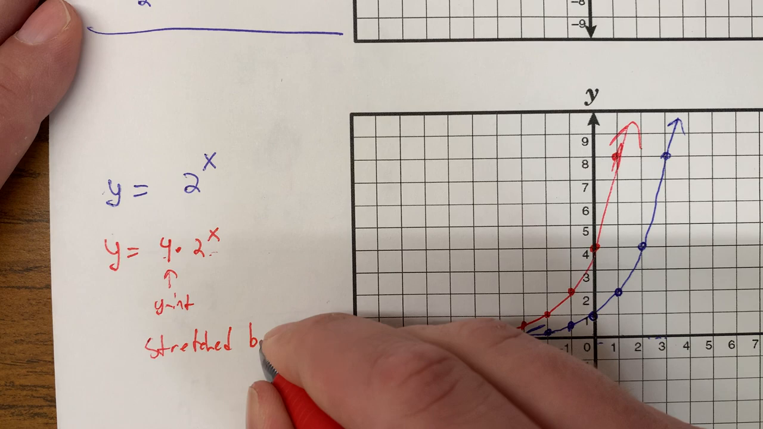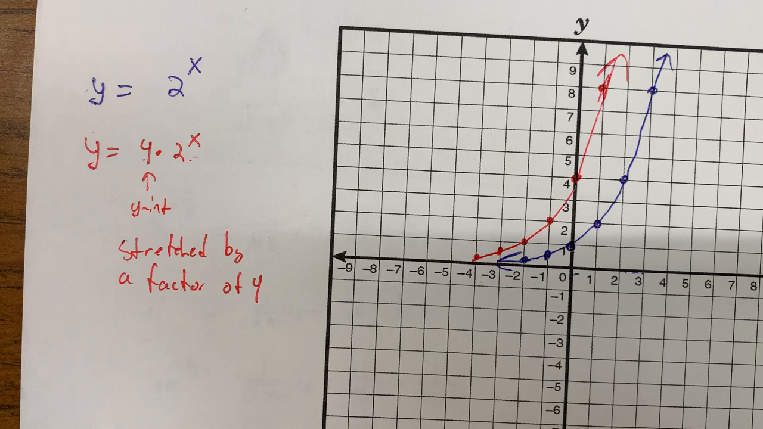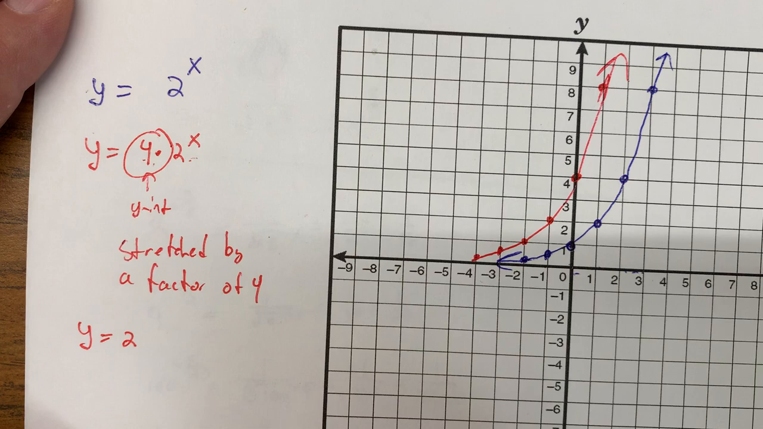But we can do something cool. You might also notice that there's another translation that's happening here, besides it being stretched by a factor of 4. And we want to see why that's true. Well, there's a cool trick we can do, which is to rewrite this as a power of 2. What is 4? 4 is 2 to what power? Well, 4 is 2 squared.